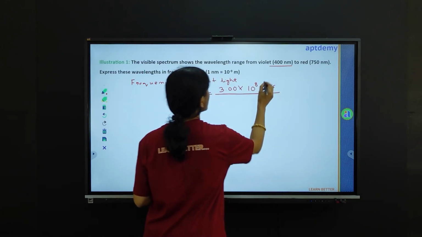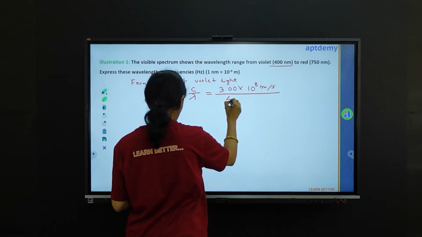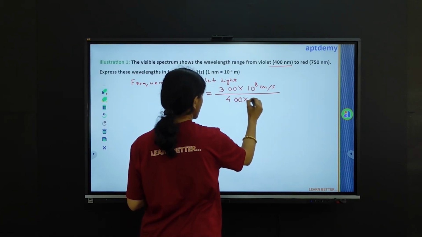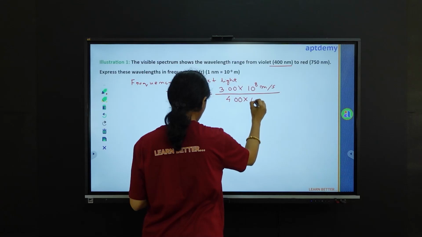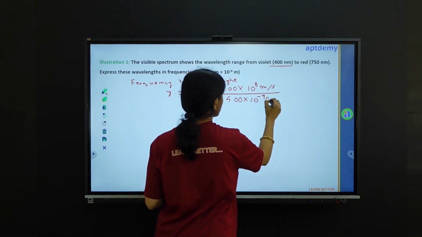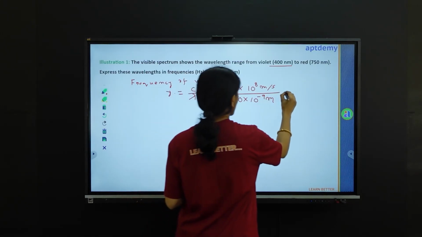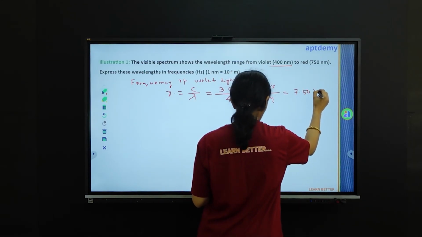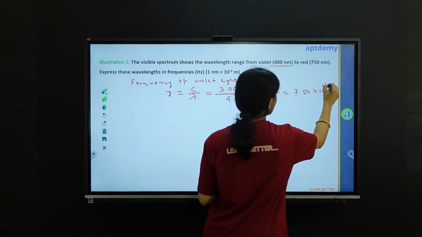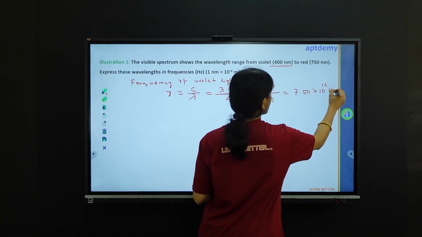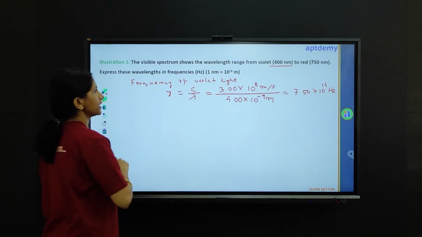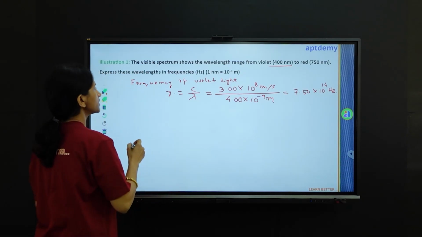divided by the lambda, which is given as 400 nanometer, and if you present it in terms of meter, we can write 400 times 10 to the power minus 9 meter. If you solve, you will get the value of 7.50 times 10 to the power 14 Hz. So this is for the violet light. Now let's solve for the red light.